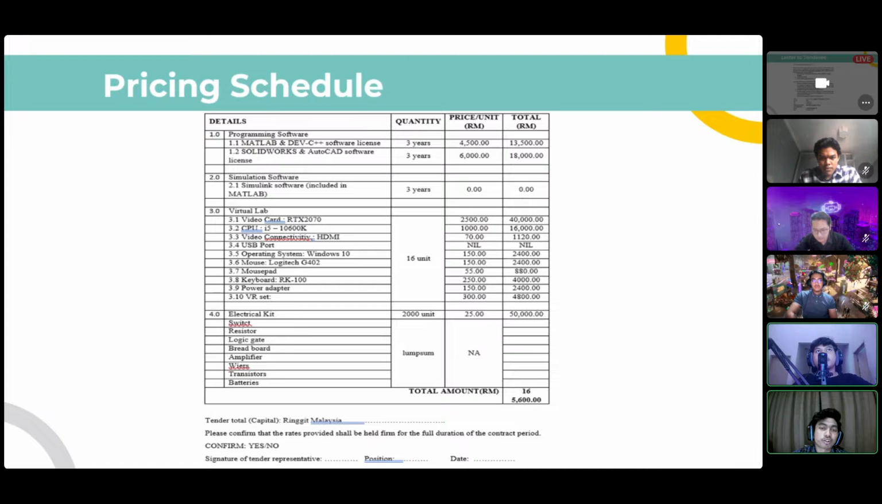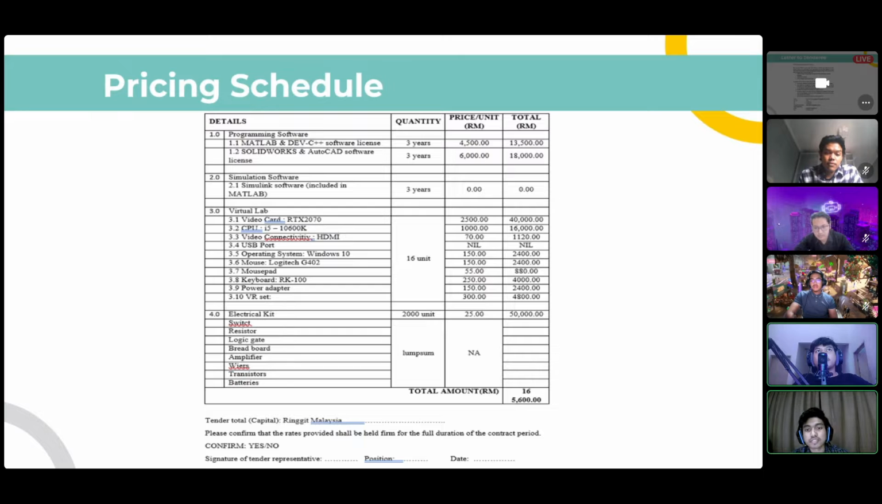For the programming software, we have MATLAB and SolidWorks, which are required for 3 years license, and the price per unit is 4,500 for MATLAB and 6,000 for SolidWorks. So for 3 years license, the total is 30,500 for MATLAB and 18,000 for SolidWorks. And next for the simulation software, the simulation software also wants a 3 years license, but it is a package from the MATLAB license, so the price per unit is basically zero.